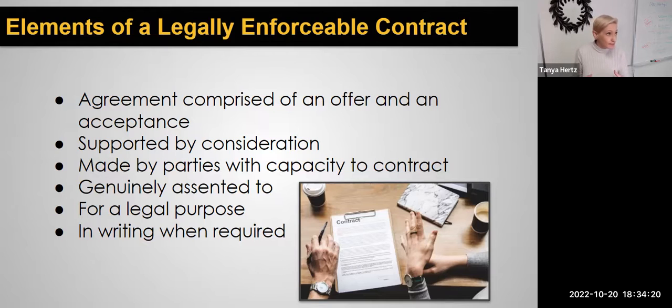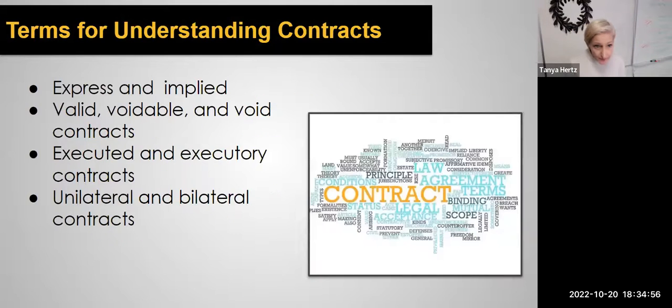It's made by people or parties with the capacity to contract. That means they're making their decisions of their own free will, not under duress, that they're of legal age, of sound mind and body to be part of a contract. We also need to make sure, when we're creating a legally enforceable contract, that the purpose is legal and that the contract is in writing or express when it's required to be so.